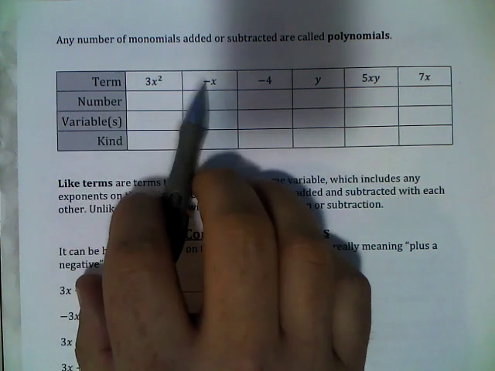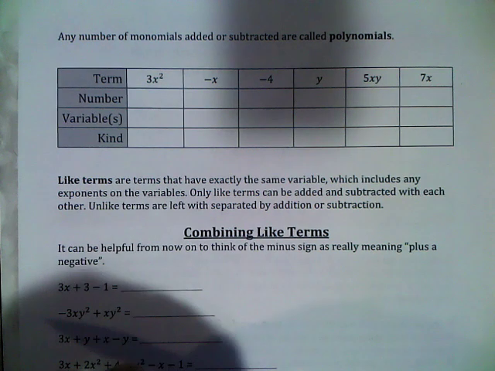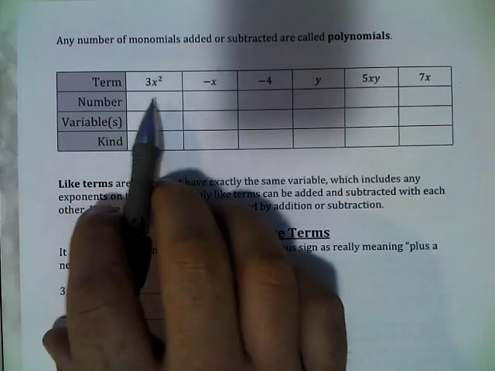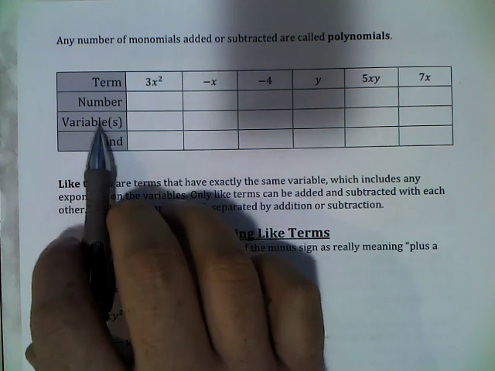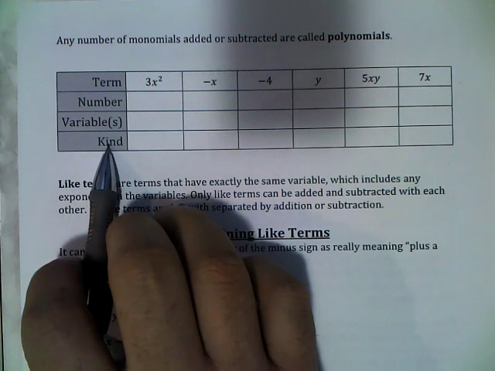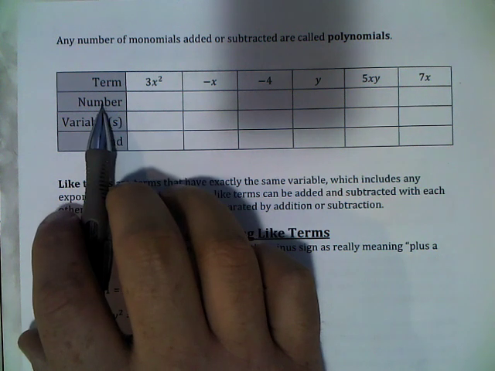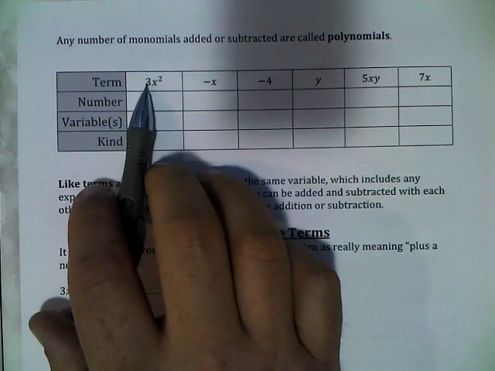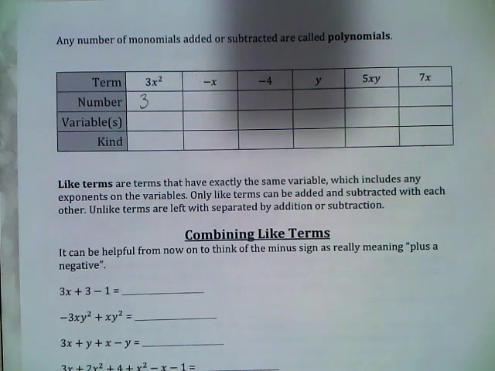So I have a bunch of terms here, a bunch of different monomials. And so monomials have a number and a variable and a kind. And so we're going to examine that right now. So first of all, the number should be easy to find most of the time. So obviously here the number is 3. The 2 exponent does not count. Exponents don't count here. So it's just the 3.